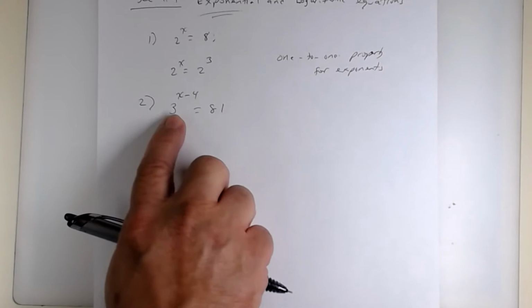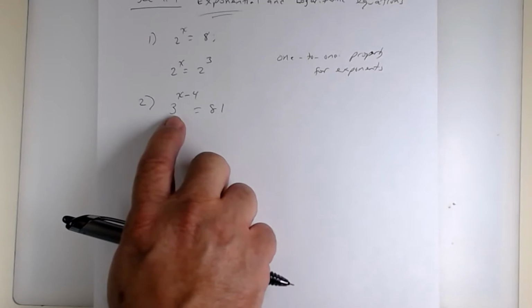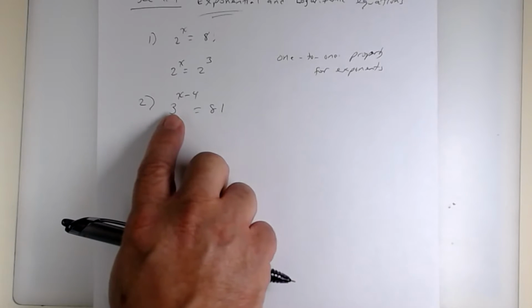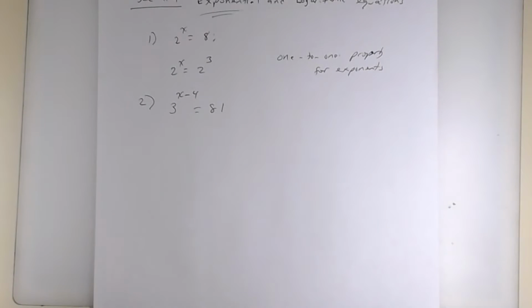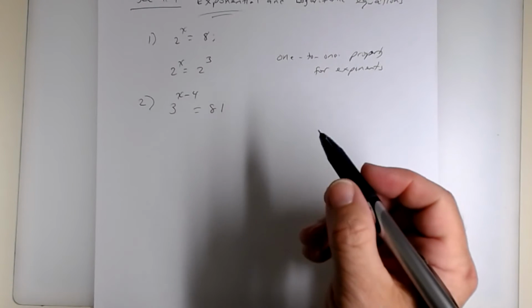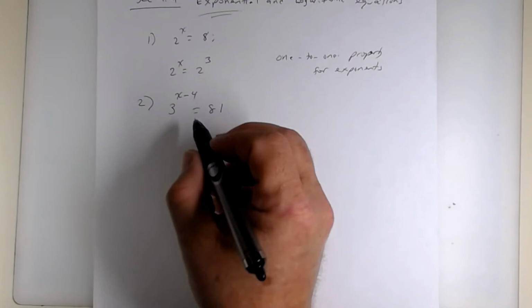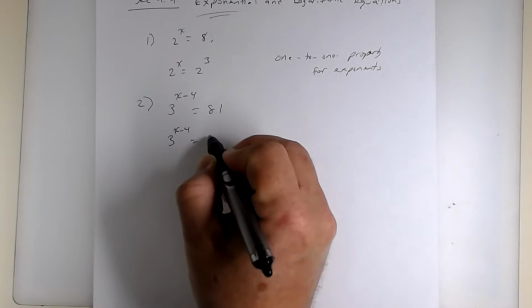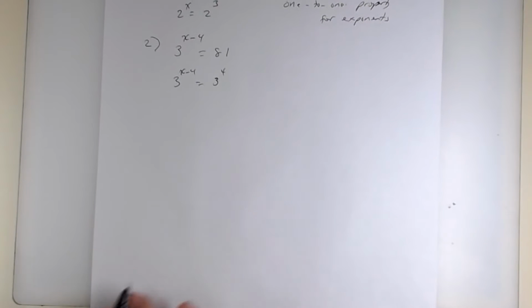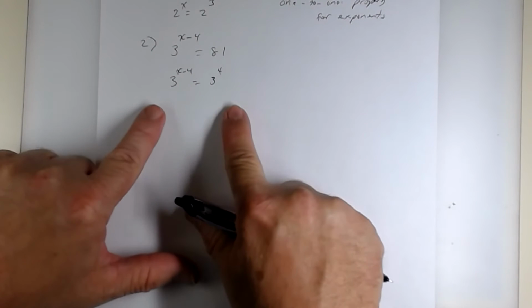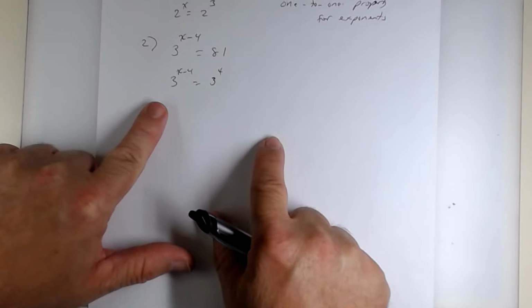3. So this is base 3, so that's prime, right? There's nothing else you can do with that base. 3 is already a prime number. Now remember, one of the things you learned in the past was that all composite numbers can be written as a product of prime numbers. See this 81? I can write 81 as the prime number 3 raised to what power? 4. So I get that. And now, since the bases are the same, I can use the one-to-one property for exponents.